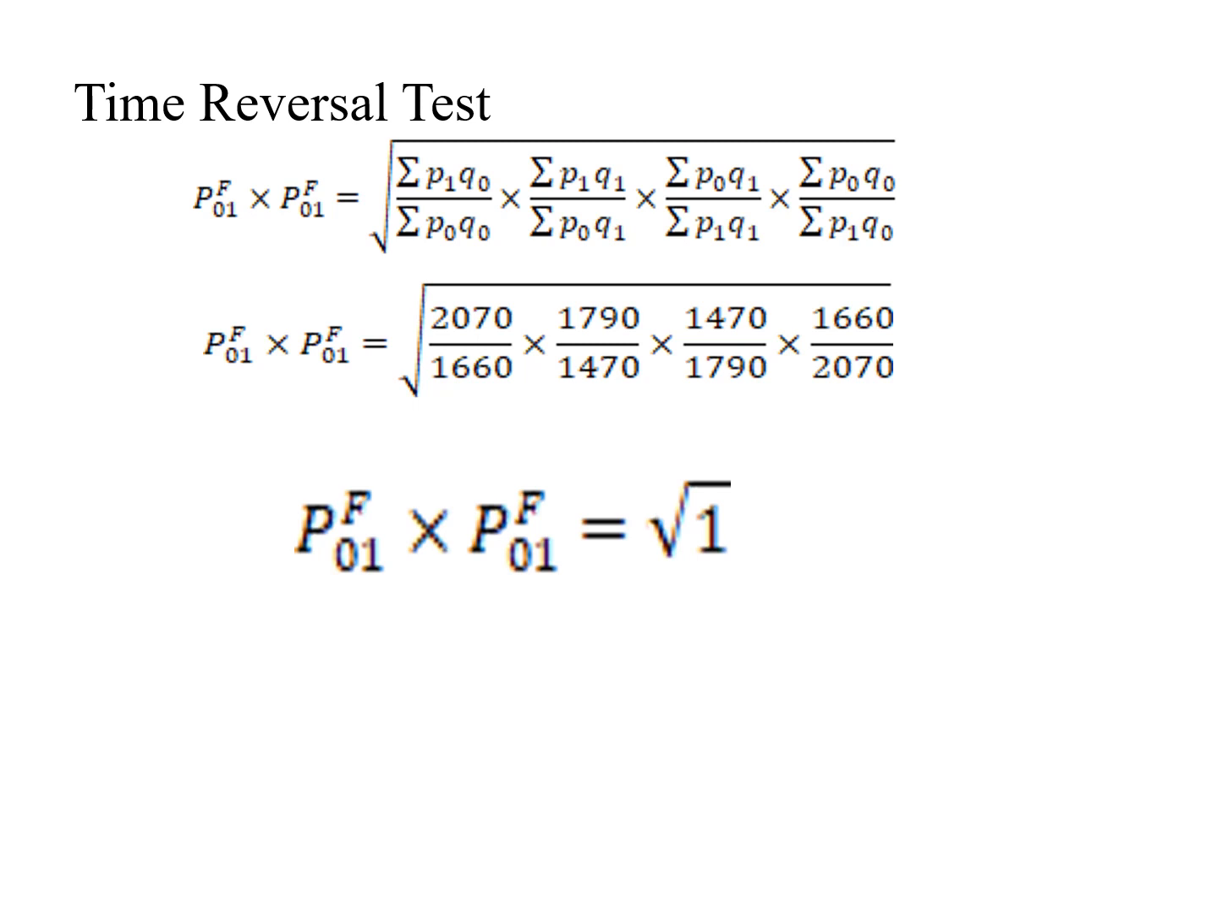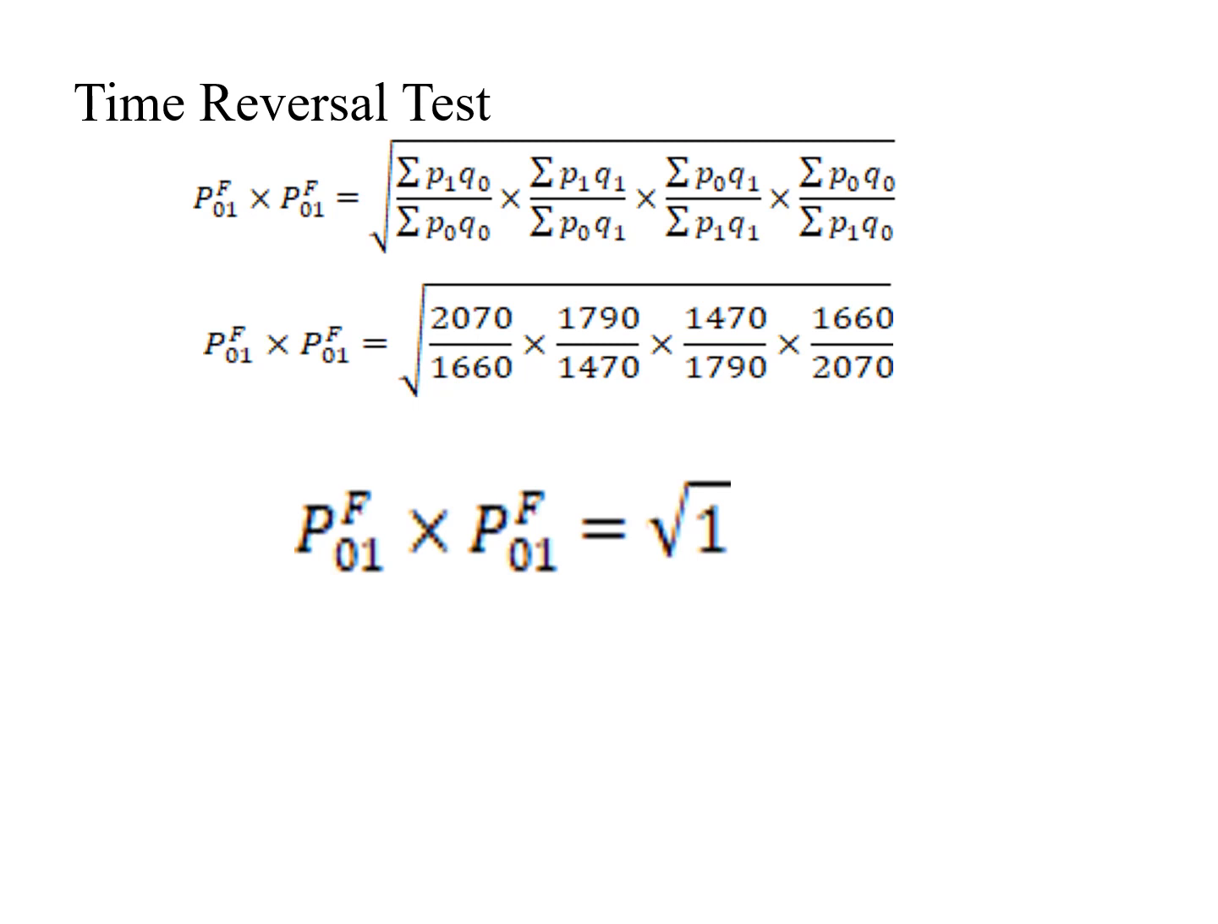So sum of P1 Q naught value 2070, then P naught Q naught value 1660, into P1 Q1 value 1790, divided by 1470, into 1470 divided by 1790, into 1660 divided by 2070.